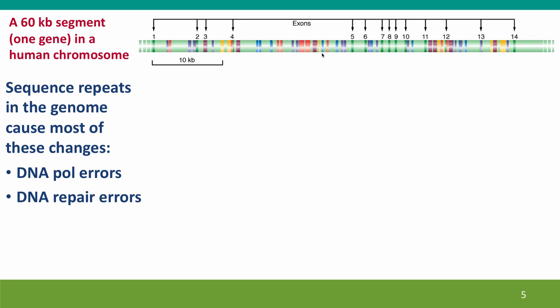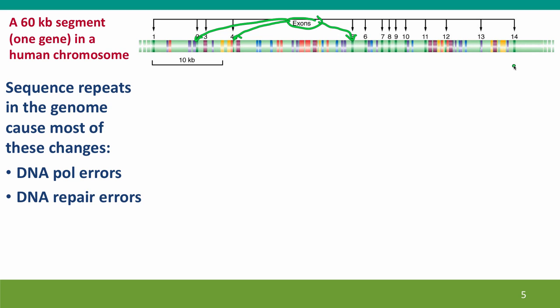In this picture here, you see a segment of a chromosome. This is just one gene, and all the different colors represent different kinds of sequences against a background of light green sequences with no particular function. So the green segments are the exons. So there's a tiny exon there, and a bigger exon there, and another exon there.